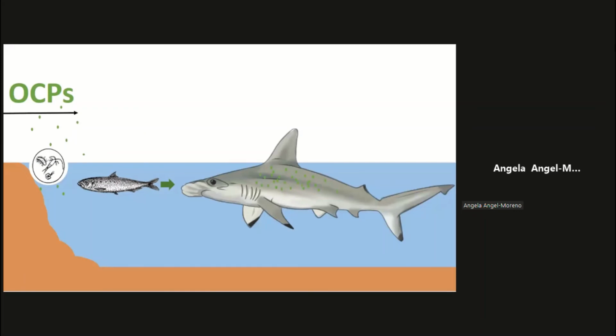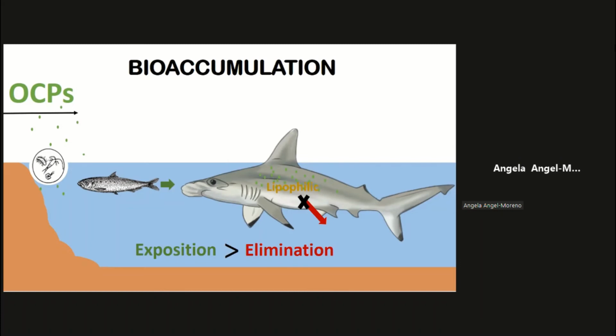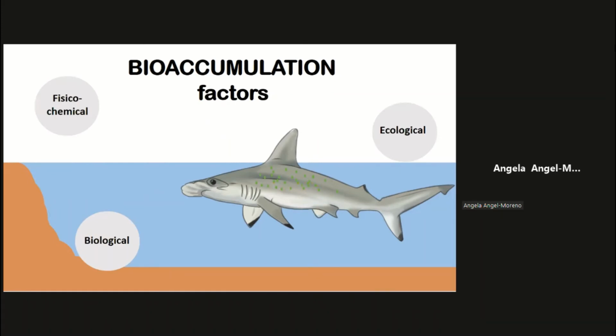Organochlorine pesticides are absorbed by marine organisms, mainly from the diet. Most of these chemicals are very lipophilic and difficult to excrete, so they tend to accumulate in the fatty tissue of organisms. Therefore, when the exposure is higher than the elimination rate of the organism, organochlorines bioaccumulate. That means their concentrations increase with the growth of the animal. However, bioaccumulation is a process influenced by numerous physicochemical, ecological, and biological factors, which implies that there can exist large intra- and interspecific differences in the accumulation.